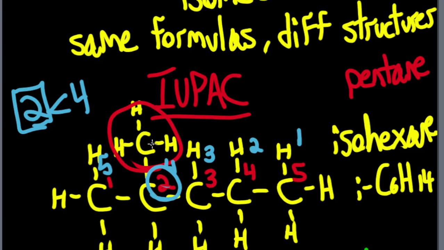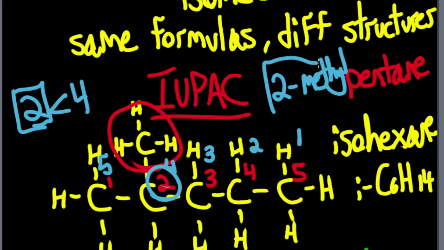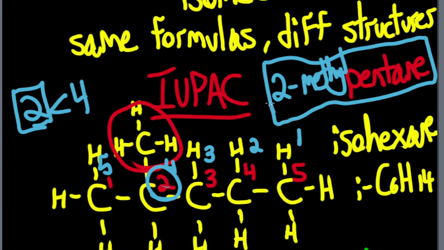So this methyl group that's attached to the main chain, my CH3, that's what we refer to it as, is methyl. So we can call this first molecule 2-methylpentane, 2-methylpentane, because I have my methyl group on the second carbon of a 5-carbon chain. So that is going to be my IUPAC name for this.